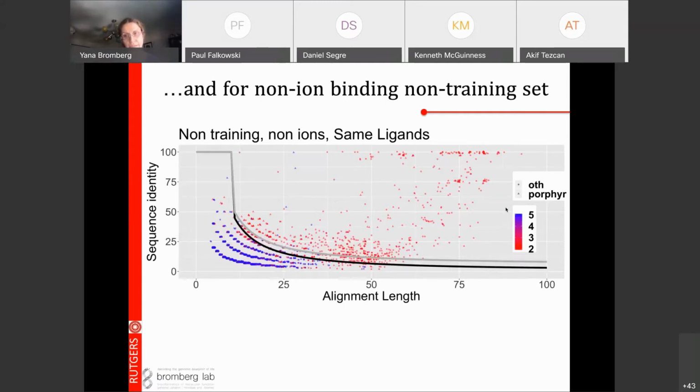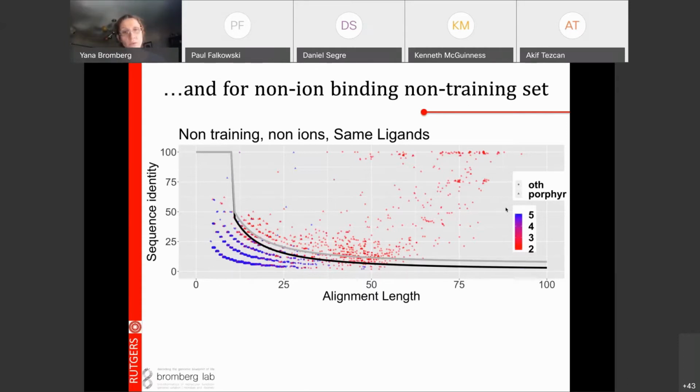And what you see here actually is that we don't know what the correct cutoff is for ligand centers. And what I did is highlight 2 angstroms to 5 angstroms in red to blue scale. And again, the goal is to have the blue below the curve and the red above the curve. And what you're seeing is that even though our method, the black line and the gray line, hasn't actually seen these alignments before, it's actually very good at recognizing the correct alignments versus the incorrect ones. So this is for non-training, non-ion ligands, but these are still the same ligands.